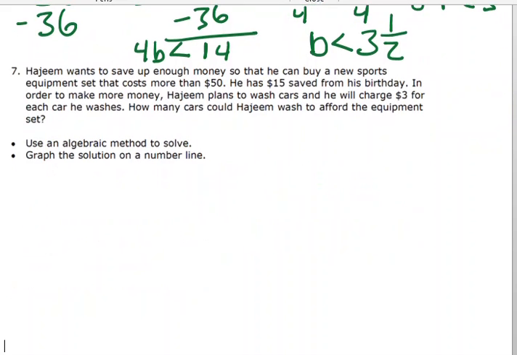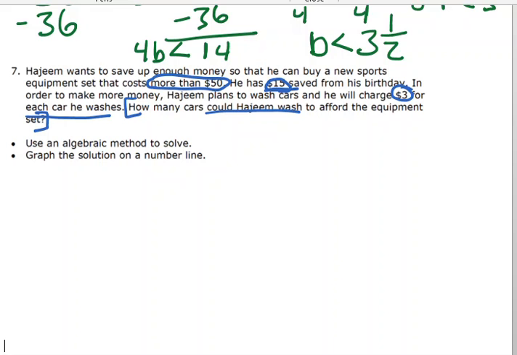All right, Hajim wants to save up enough money so that he can buy a new sports equipment set that costs more than $50. He has $15 saved from his birthday. In order to make money, Hajim plans to wash cars, and he will charge $3 for each car he washes. How many cars could Hajim wash to afford the equipment set? So I want to use an algebraic method to solve, which is what we did up here, and then graph the solution on a number line.